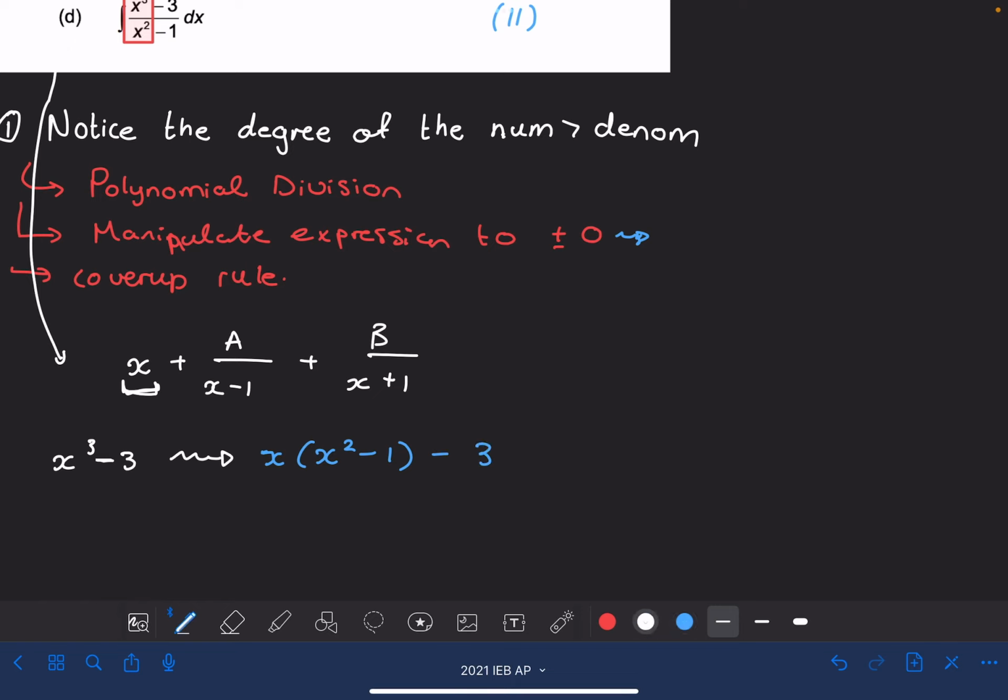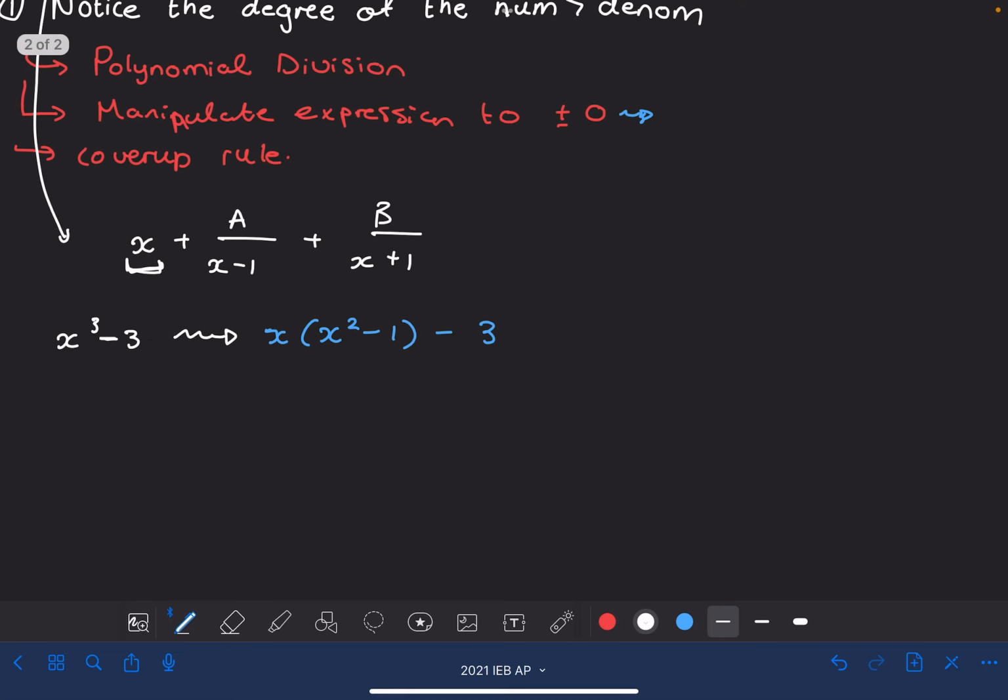But we can't do this in maths. We can't just add and subtract things willy-nilly. We kind of have to make sure that everything is always balanced, as Thanos would love it. So in this case, what have we changed in the expression? Over here, in this part, we now have x cubed minus x minus 3. So how are we going to correct for that?